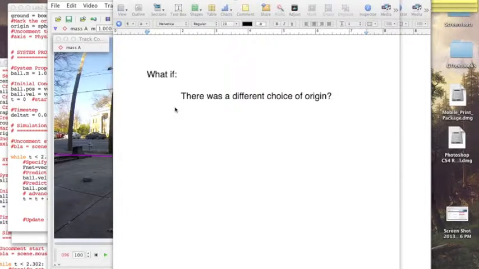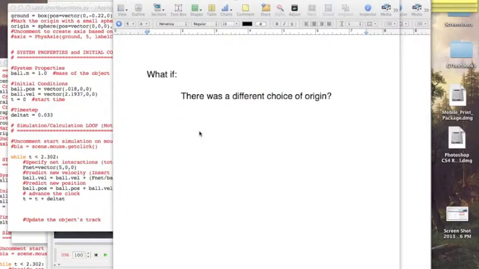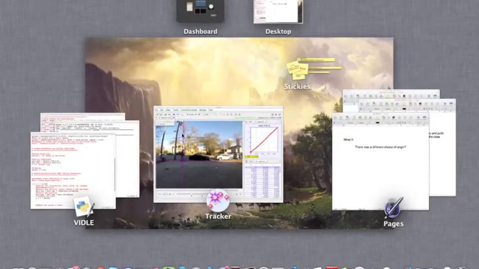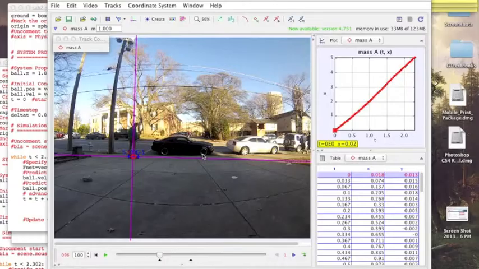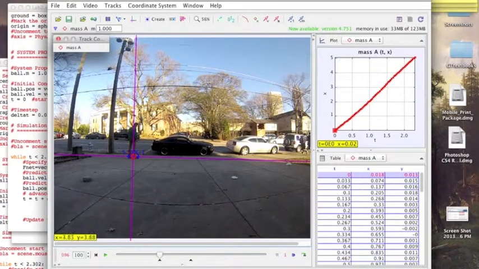So now we look at what if. What if there was a different choice of origin? Well, we're going to pull up Tracker here. If the origin was changed and say this was the third quadrant, most values will be different. Initial position will be different, final position, velocity would be negative, but fnet would still be 0 because velocity would still be constant.